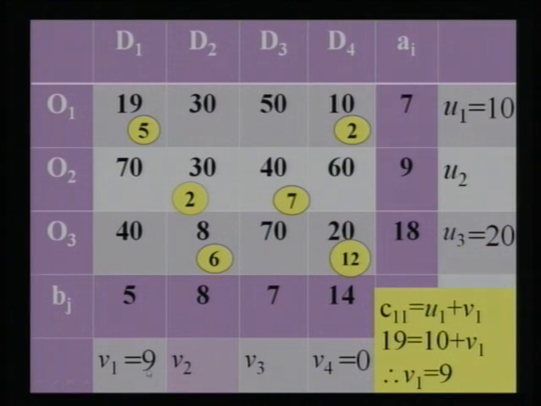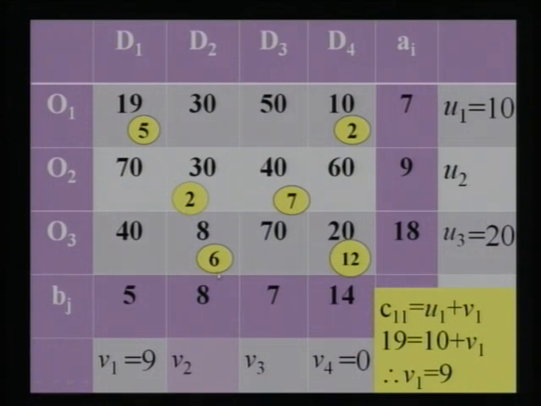So V1 is calculated first. Now which other value can I calculate? Can I calculate U2 now? No, still it is not possible, because in this particular cell U2 and V2 are both unknown. Okay, so we calculate something else.